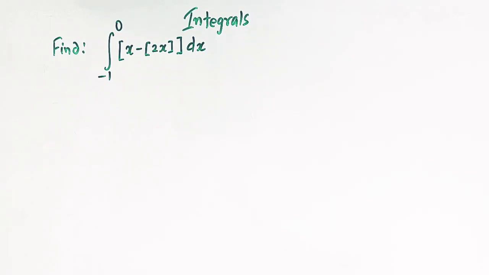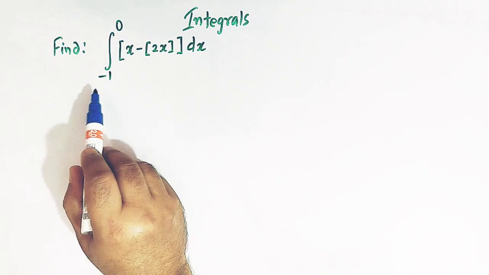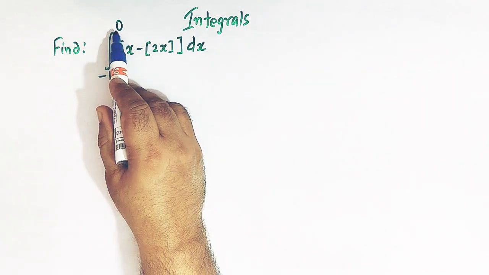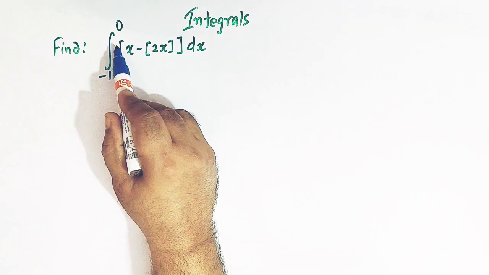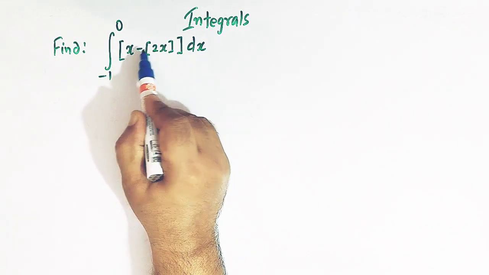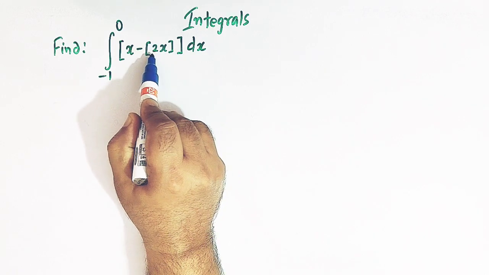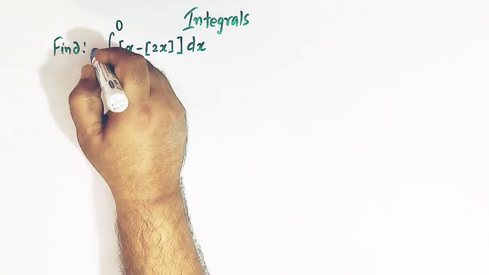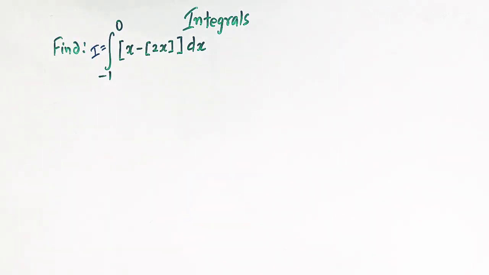Hello viewers, in today's class we are going to discuss yet another important and very conceptual problem from definite integrals involving the greatest integer function, right? And here again we have a very nice problem, and here we have to find the value of this integral from -1 to 0, and the integrand is greatest integer of x minus greatest integer of 2 times x, right? So let us call this integral as I, right?